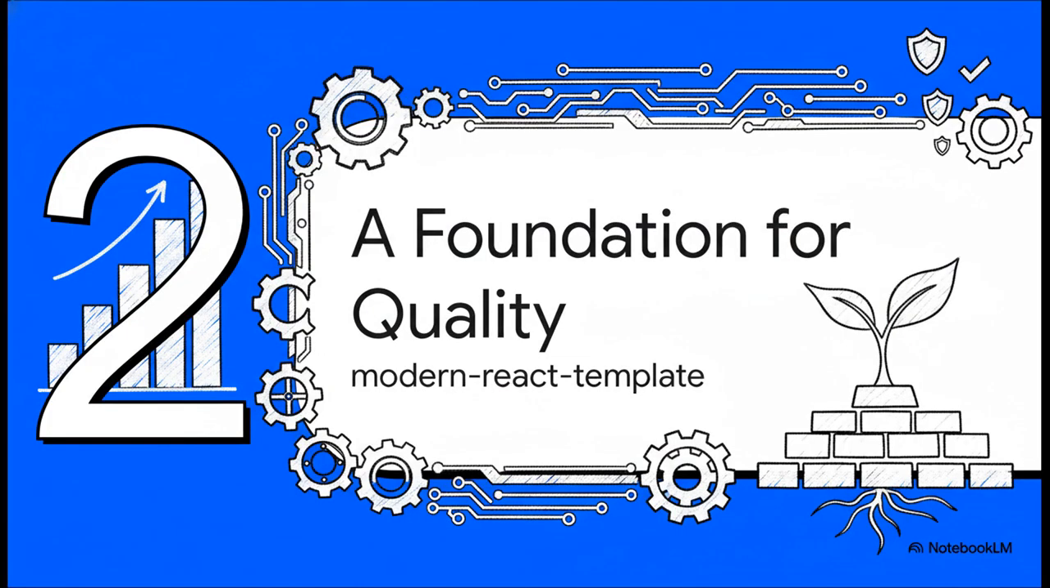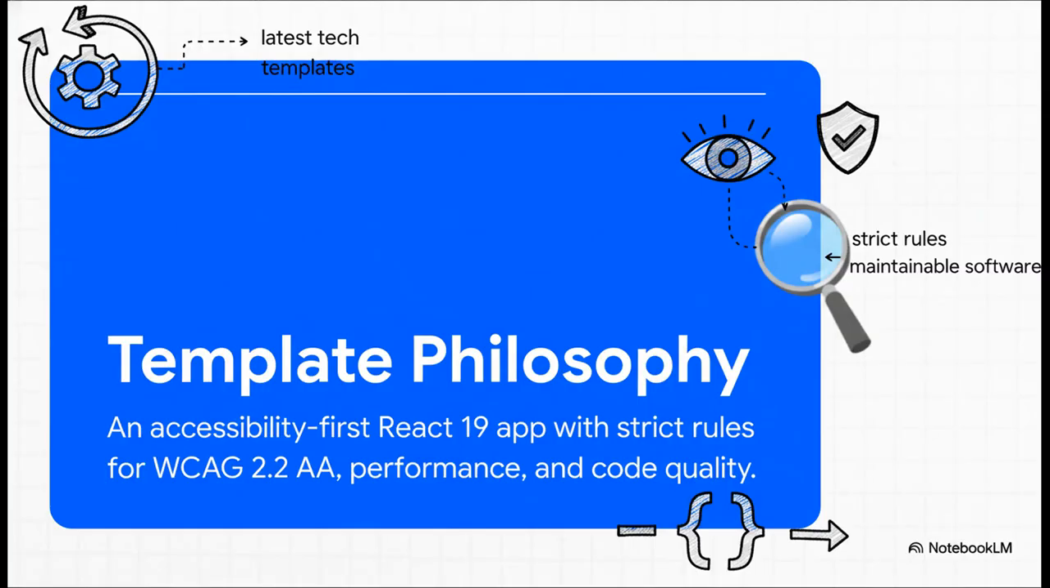This is exactly the promise of what's called the modern React template. And it's not just a random collection of files. Nope. It's a very carefully crafted foundation that's designed to enforce quality from the absolute first commit. And it has a super clear philosophy. You can see it right in its mission statement. We're talking an accessibility-first application, built with all the latest goodies like React 19 and Vite 7. But the key word here is enforces. It forces you to follow strict rules for things like WCAG 2.2 AA, which is pretty much the gold standard for web accessibility. It's an opinionated template for sure, and all of its opinions are about building really high-quality, maintainable software.